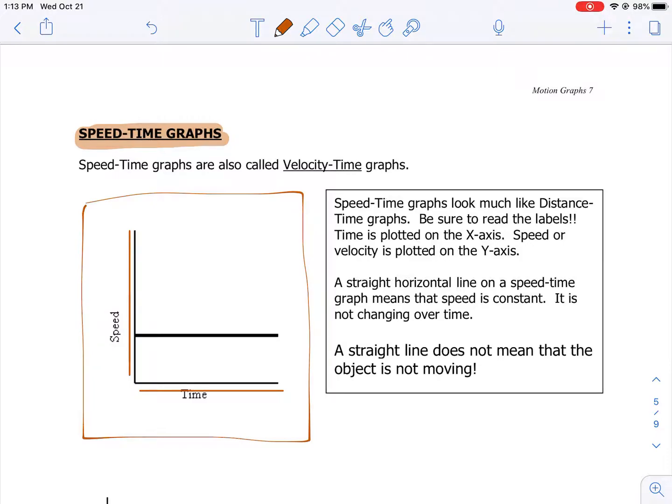So you'll notice on this graph right here that there's a straight horizontal line. On a speed time graph, this means that the speed is constant. If you think back to a distance time graph, you remember that when there was a straight line, that meant that the object is not moving. So it means something different when you're talking about a speed time graph. A straight line means that the speed is constant.